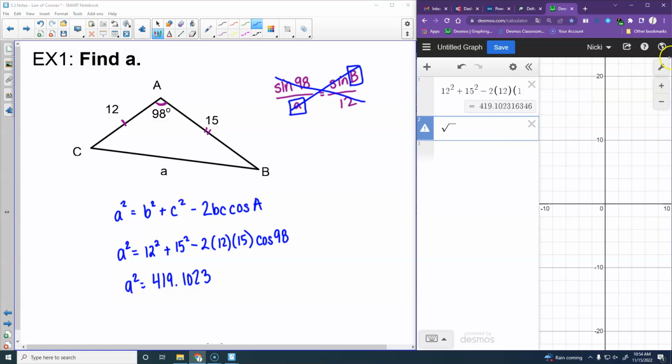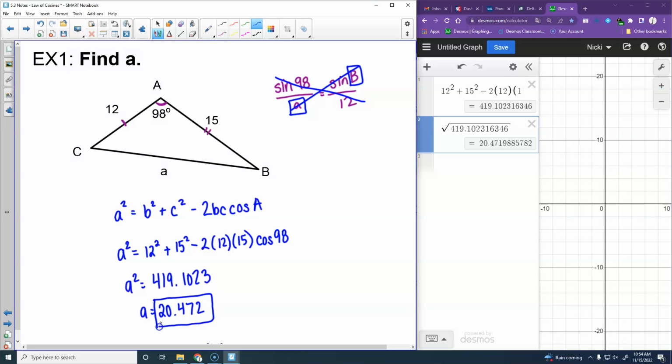So we'll do the square root of, we'll copy and paste this. So we get 20.472. If we square root both sides, 20.472 would be our answer for side A.